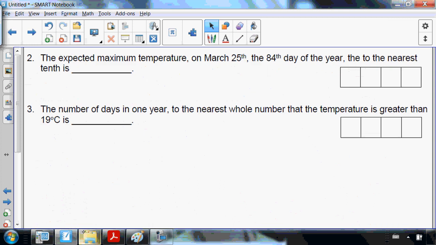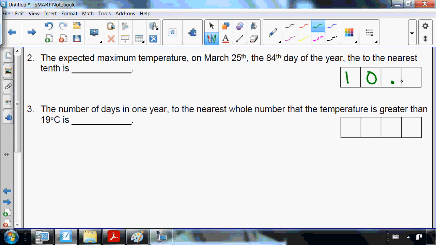Okay, so I'll put that over here. So this would be 10.0. So to the nearest tenth, include the 0.0. So again, what I did is I did trace of 84, and then I got my corresponding Y value.